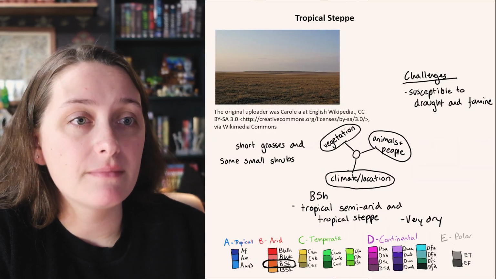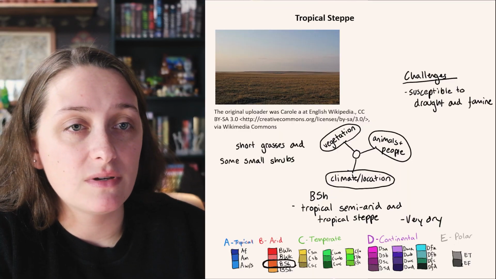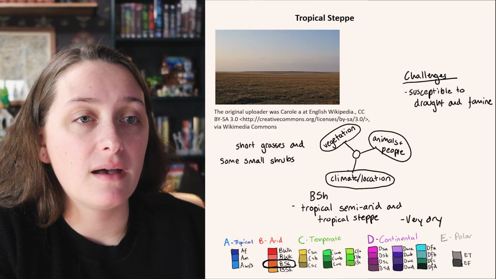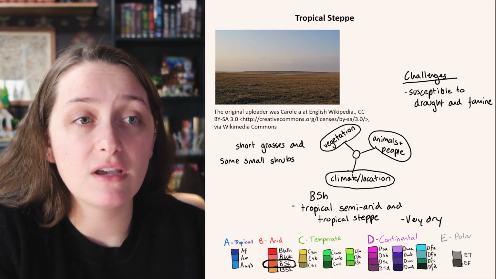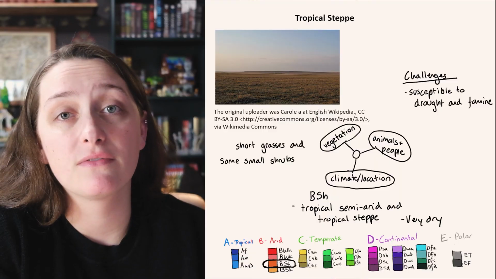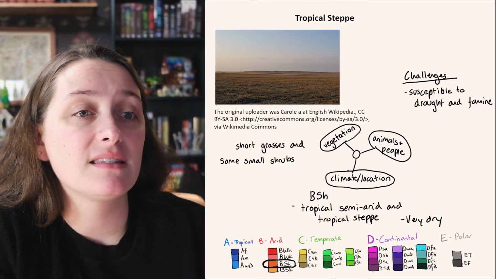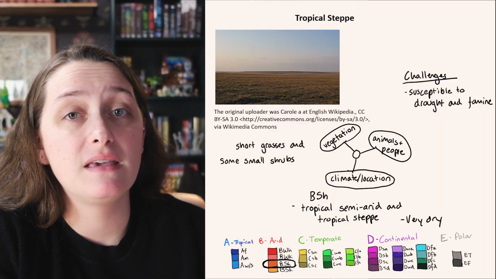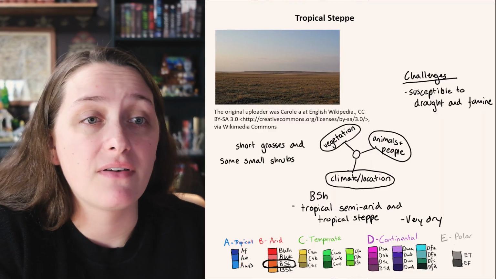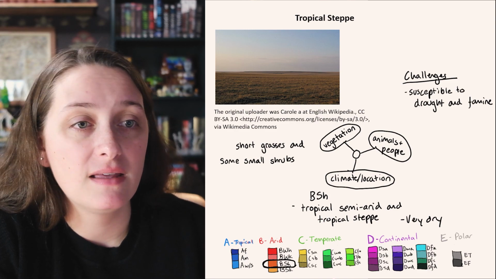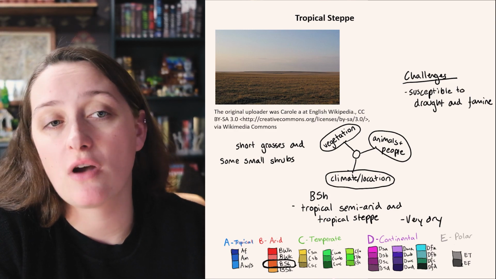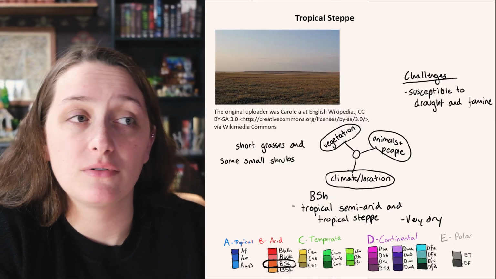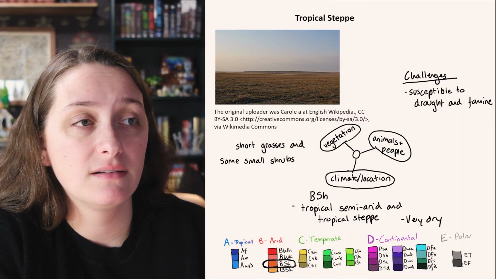Next is tropical steppe. And here you will have short grasses with some small shrubs, very low lying ground cover. In good years, the grass cover will be pretty lush, and in dry years it will be sparse and you'll see more of the shrub layer. This area is very susceptible to drought and famine, so any animals, plants, people that are living here have to be adapted to that. You'll typically find people being very nomadic. These will typically be found in BSH climates, tropical, semi-arid, or tropical steppe. Transition from savanna to tropical desert is another area you'll find these.